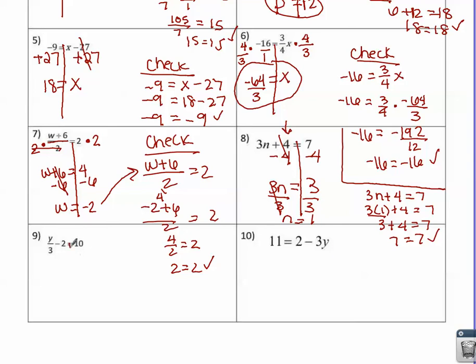And number 9, the variable's on the left side, so you want to move your constant first. In this case, that is the negative 2. So you want to plus 2 on both sides, bring down what's remaining, which is y divided by 3 equals 12. The inverse operation of division is multiplication. So multiply each side by 3. And 12 times 3 is 36.